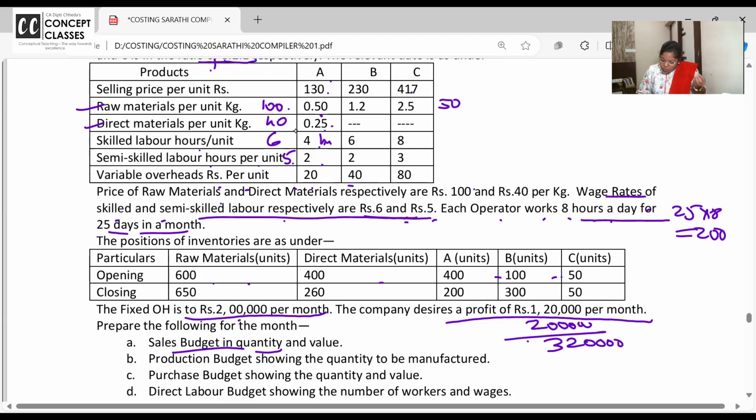Ma'am, but this is the total contribution. What about mute, please, all of you. What about the contribution of each item? Is the way I'm reading the question clear?